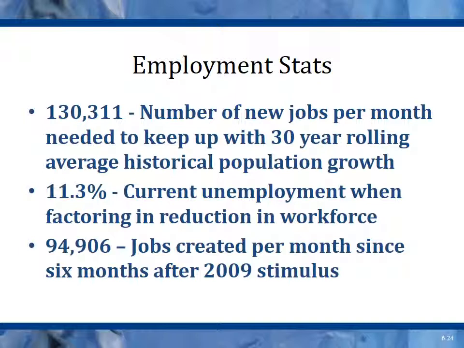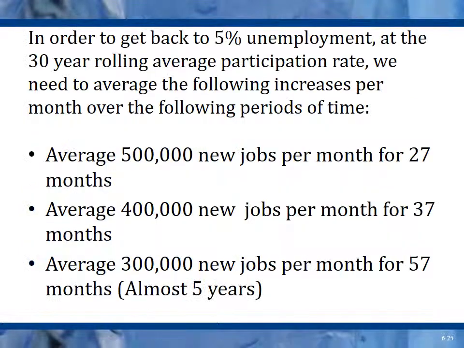Jobs created per month since 6 months after the 2009 stimulus. The reason for this statistic is the stimulus in 2009 was designed to create jobs and guaranteed job creation. You figure it would take 6 months or so to get rolling. So since 6 months after the stimulus was put into place, we've added about 95,000 jobs per month. Once again, when you see that we need 130,000 jobs to just not go backwards, we're still 35,000 jobs short. A little more than that actually, almost 36,000 jobs short per month on average of where we need to be just not to move backwards.